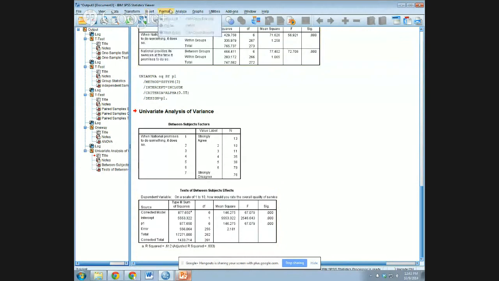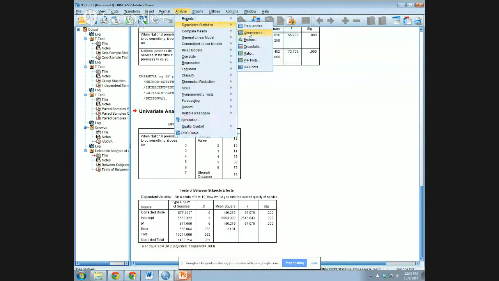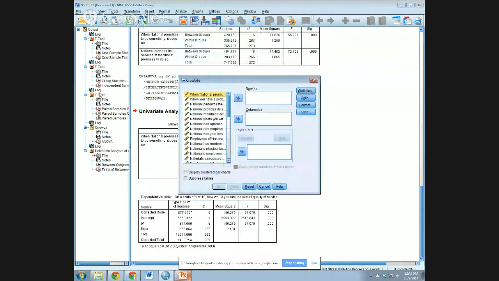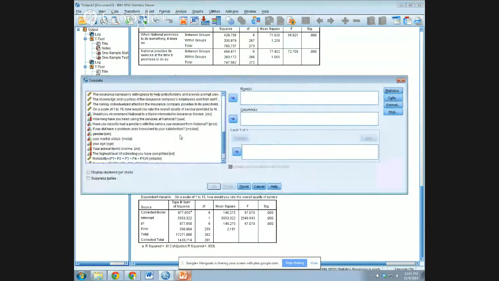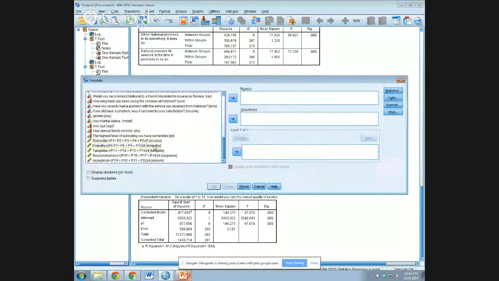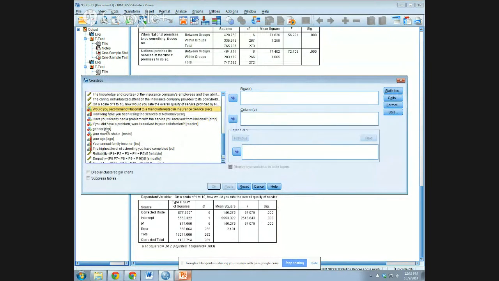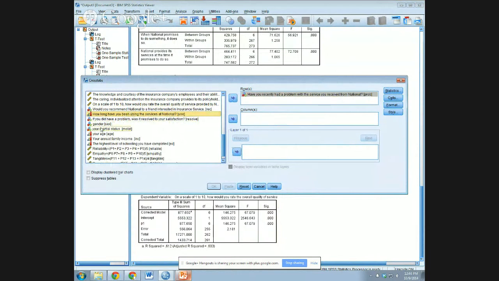And don't forget, if you're looking at creating descriptive statistics, you want to find out something about categorical variables, you may want to use the chi-square. So we frequently will do that when we're doing target markets. I want to find out the target market of National Insurance. So I'm going to input all of my categorical variables. I want to find out, based on if people had problems, what were their gender, marital status, age, family income, and highest level of schooling.